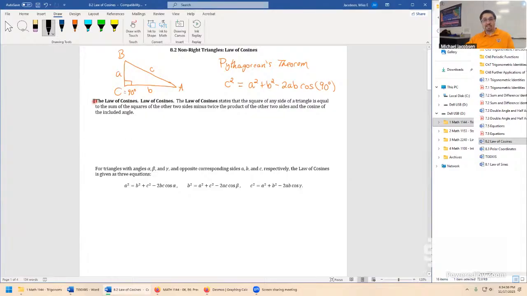But now here's what law of cosines says. Law of cosines states that the square of any side of a triangle, that's what we did here, c squared, is equal to the sum of the squares of the other two sides, a squared plus b squared. And here's where it got interesting: minus twice the product of the other two sides and the cosine of the included angle. That's just another way to say minus 2ab cosine of the included angle, the angle between both a and b, the 90 degrees.